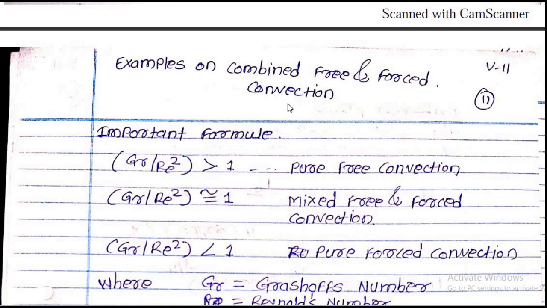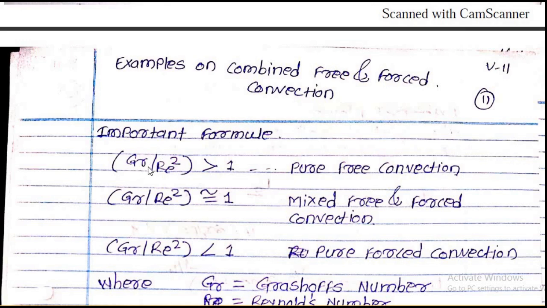In case of forced convection, the Reynolds number plays a very important role. As the Reynolds number goes on increasing, the effectiveness of forced convection also goes on increasing. And in case of natural convection, the Grashof number deals with the effectiveness of natural convection or free convection. So by taking the ratio of the Grashof number to the Reynolds number squared, we can analyze which type of convection heat transfer we should consider for any physical phenomenon.